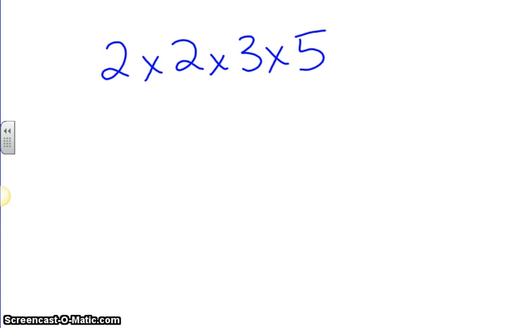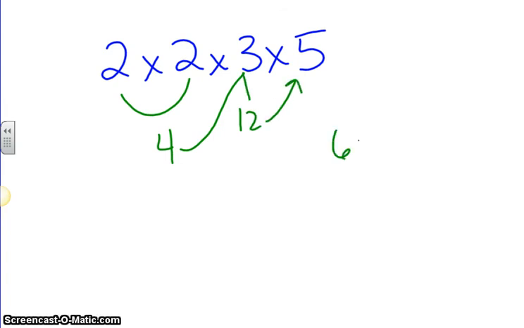Now how do we check a prime factorization? If we had 2 times 2 times 3 times 5, we would just multiply it out. 2 times 2 is 4, 4 times 3 is 12, and 12 times 5 is 60. So this would have been the prime factorization of 60. And so all you have to do is multiply the numbers out.